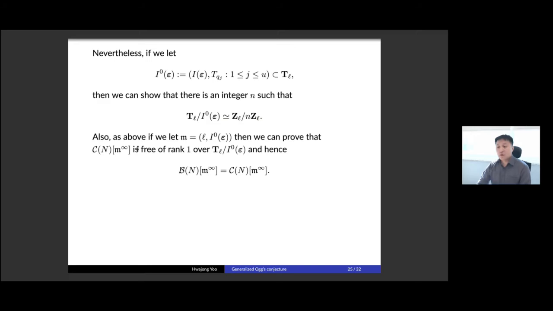As above, we can construct some cuspidal divisors and Eisenstein series, and we can prove the rest. And then in this case, we don't need to use the duality. We need duality, but in this case, the constant term of this Eisenstein series is already 0.